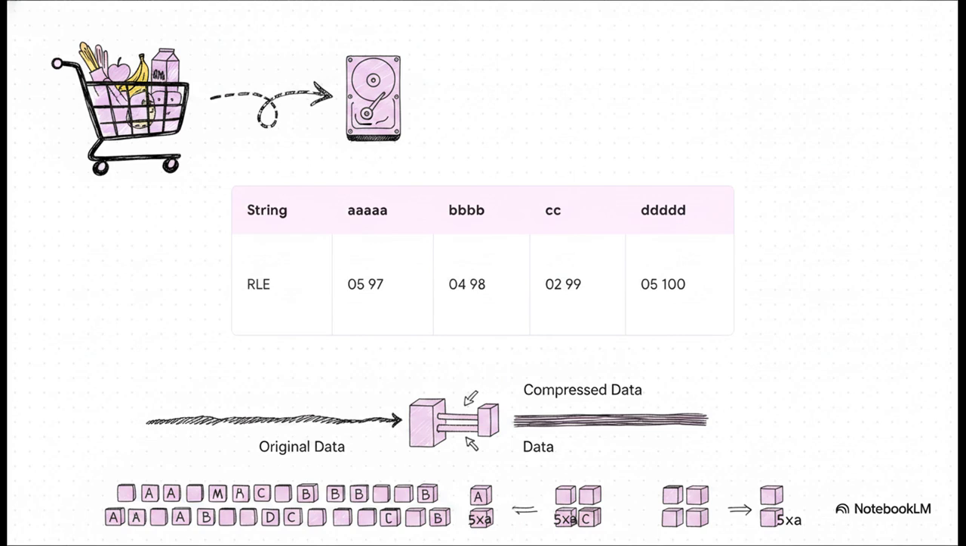In RLE format, assuming we're using standard ASCII code where the letter A is represented by the number 97, this translates to 0597, literally 5 instances of character 97. It then just continues down the line, 0498, 0299, and 05100. This technique is brilliant because it's completely reversible, and in this specific case, it cuts the required storage space for our text string exactly in half.